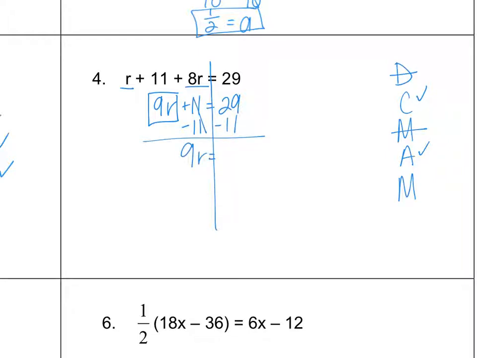9r is equal to, what's 29 minus 11? That gives me 18. From here, I want to get r by itself. I'm either going to multiply or divide. So I'm going to divide each side by 9, and r is equal to 2.